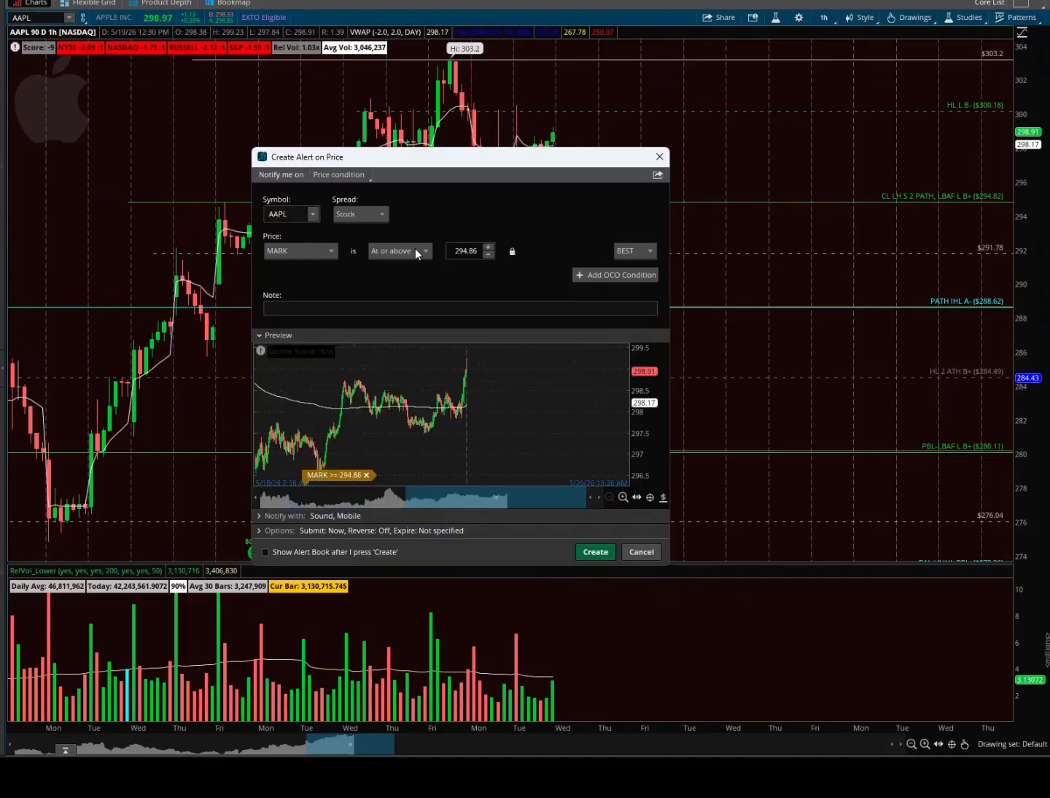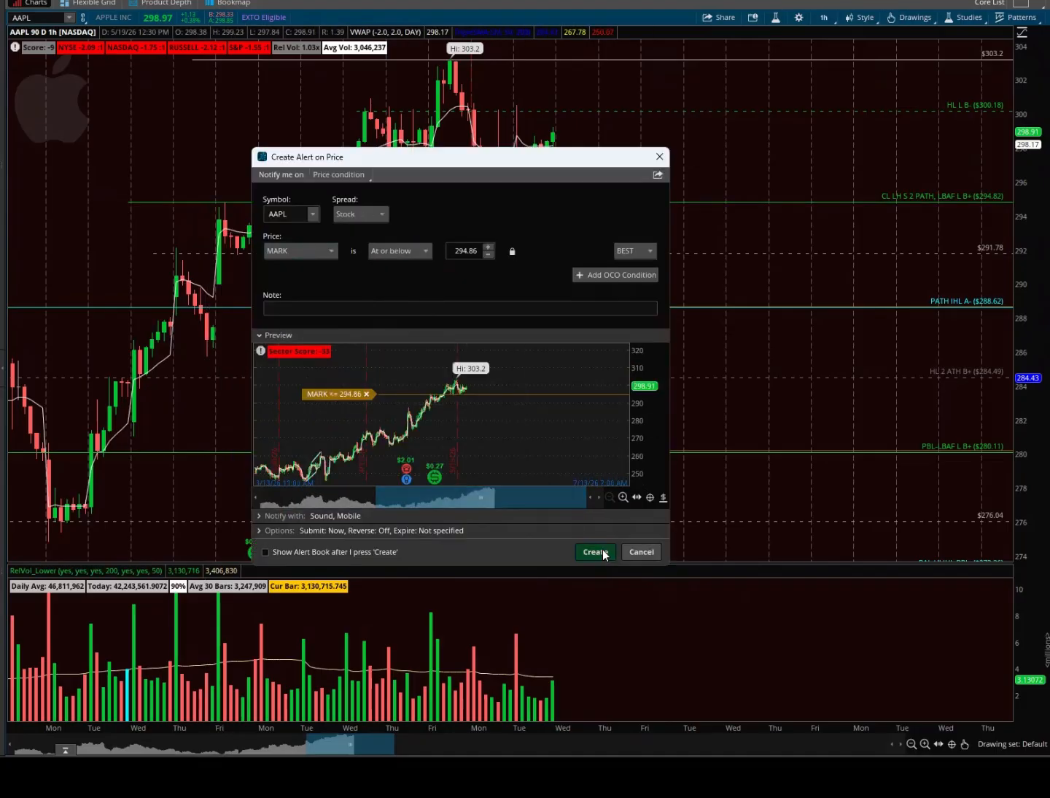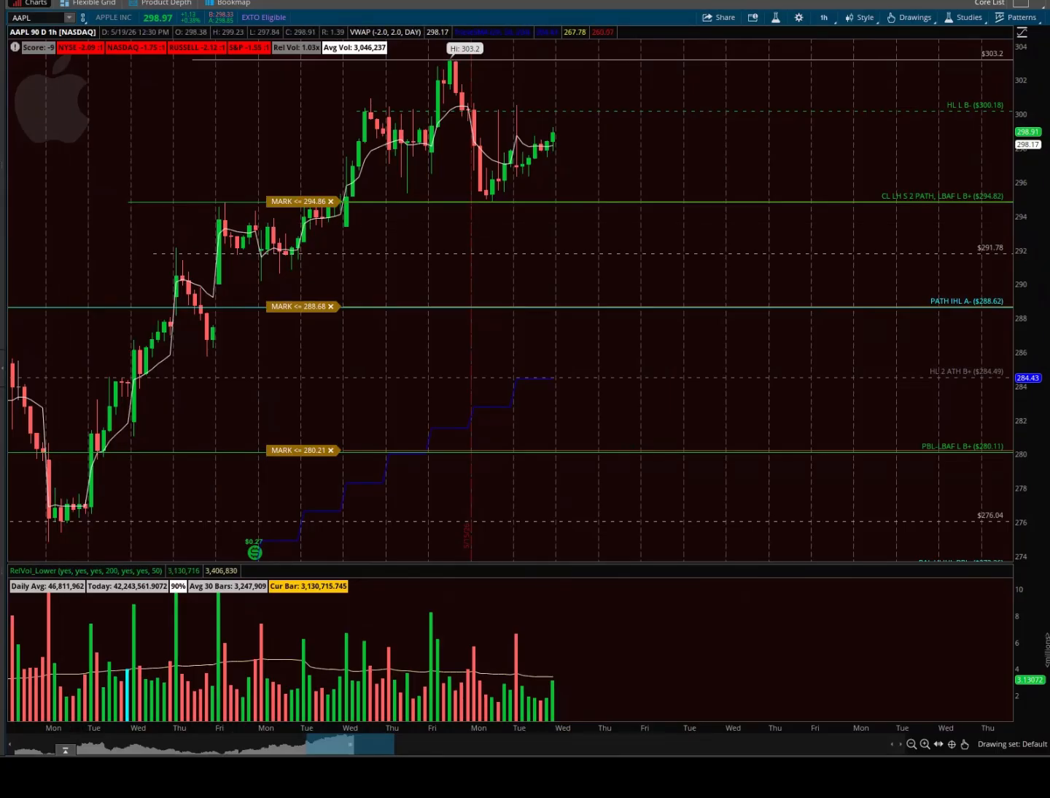Set another alert here. I have a bad memory, so I have to write everything on my charts so that when I'm looking in a day, I don't have to go, what was supposed to happen here? I just have it all right there, so there's no question. The less I have to think about when it's time to execute, in my opinion, the better.